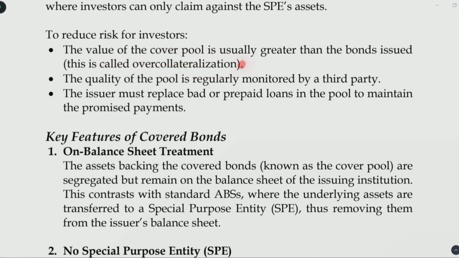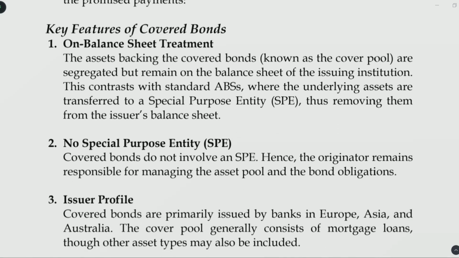To reduce the risk for investors, the value of the cover pool is usually greater than the bonds issued. This is called over collateralization. The quality of the pool is regularly monitored by a third party. The issuer must replace bad or prepaid loans in the pool to maintain the promised payments. Each of these points we have discussed earlier, so nothing new.